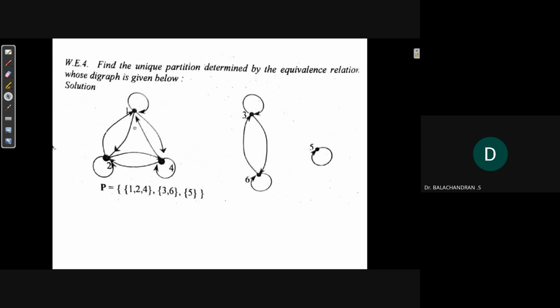Here they gave the diagram, and from this they are asking what the partition is. You can easily tell: {1, 2, 4} is one part, {3, 6} is another part, and {5} is another part.